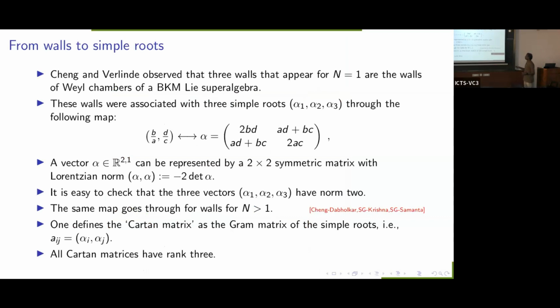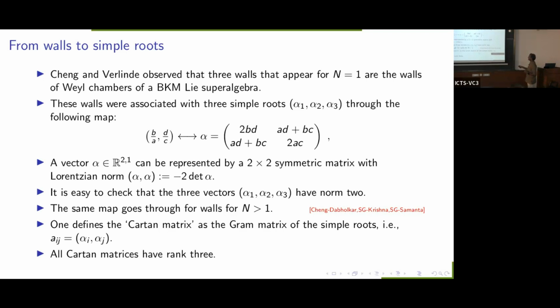Okay, so from walls to simple roots, here's what happens. Cheng and Verlinde observed that the walls that appear in n equal to 1 are the walls of the Weyl chambers of the BKM Lie superalgebra. This was a known algebra, like I said, studied by Gritsenko and Nikulin. And so this was the map which Ashok did. So these are the intercepts, B over A and D over C.